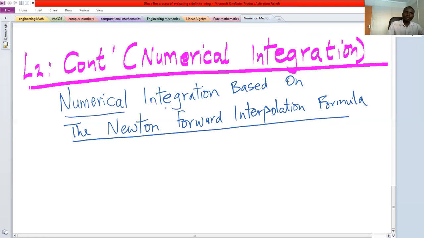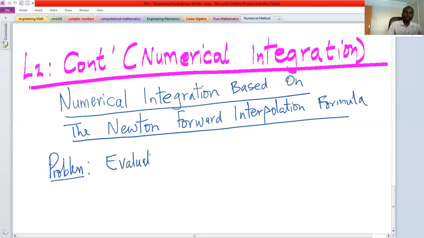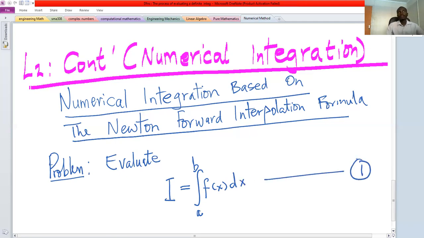So remember from the previous session, our main problem is to evaluate this definite integral from a to b of the function f of x dx. So we call this one question 1.